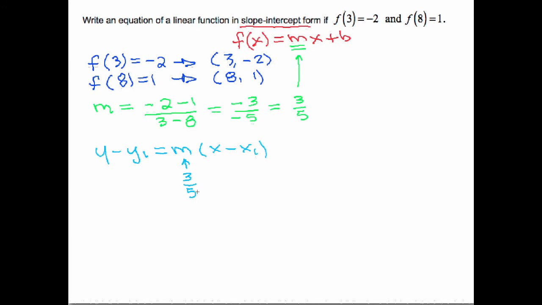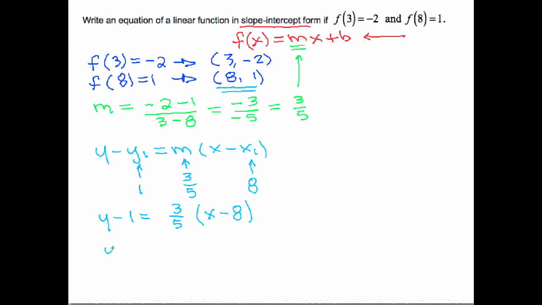x1 and y1 refer to the coordinates of one of these coordinate pairs. So we're going to take a look at the coordinate pair (8, 1). So the y-coordinate is 1 and the x-coordinate is 8. We'll substitute into our point slope form of a line. So we have y minus 1 is equal to 3/5 times x minus 8. Now remember, we're trying to write our linear equation in slope-intercept form. Here is slope-intercept form. This means we're going to have to solve for y.